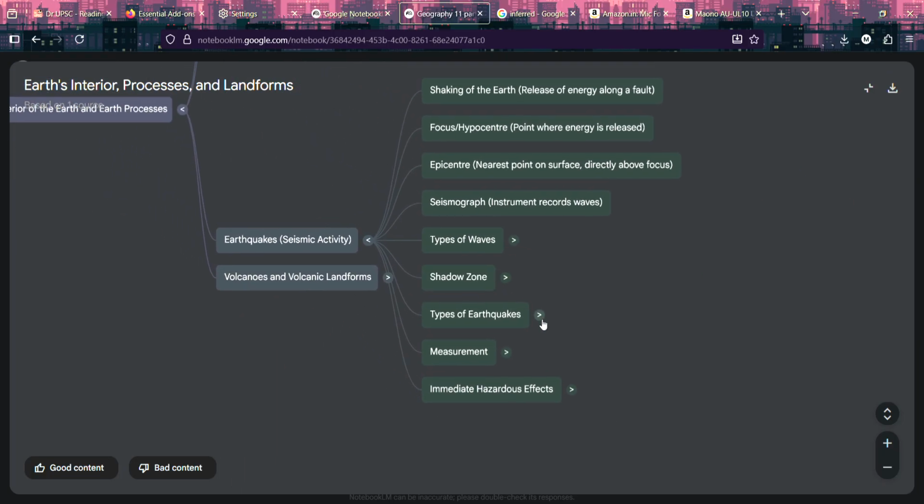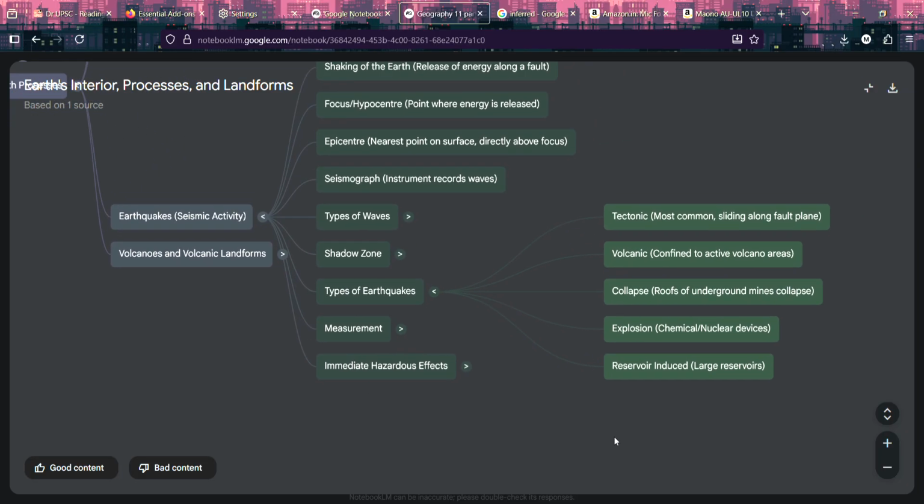Next is types of earthquakes. The first and most common is the tectonic earthquake, when tectonic plates collide or slide along the fault plane. It's called a tectonic earthquake. The second one is volcanic, due to volcanic eruption, confined to active volcano areas. Mainly this kind of earthquake occurs where volcanoes are.